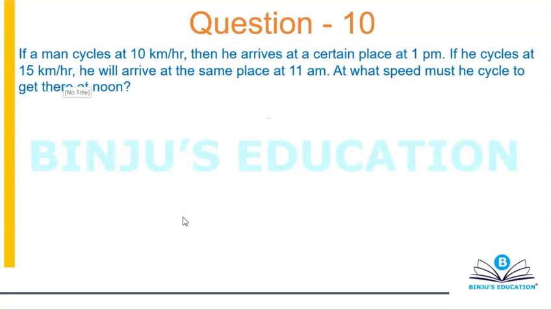Okay. So if a man cycles at 10 kilometers per hour, then he arrives at a certain place at 1 p.m. If he cycles at 15, then he will arrive at the same place at 11 a.m. At what speed must he cycle to get there at noon?